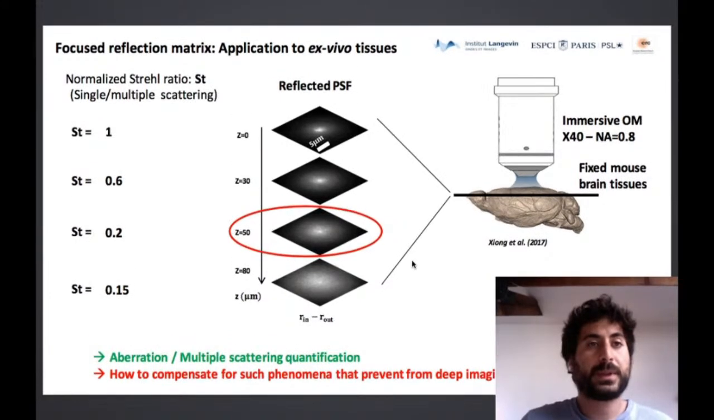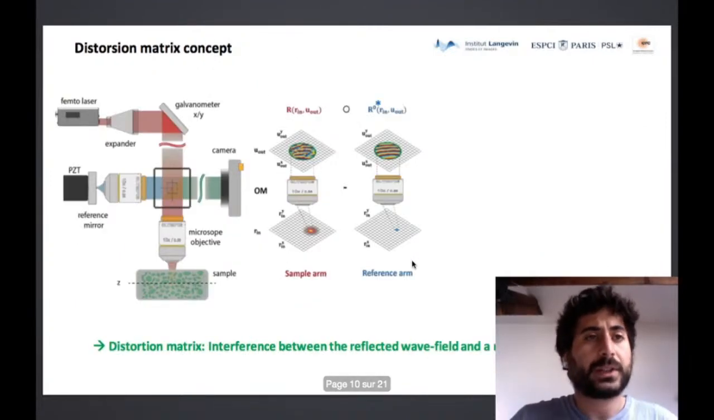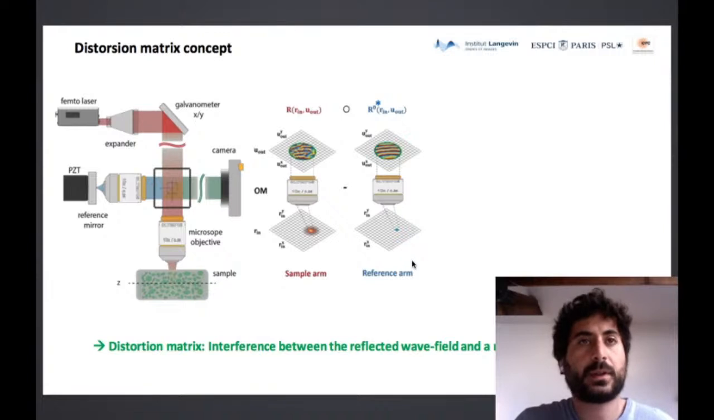So how can we compensate for aberration that really prevents us from imaging deep inside tissues such as the brain tissue? To do so, we implemented a new operator called the distortion matrix, the distortion operator. This new operator will contain only the distorted part of the backscattered wavefront by the sample.